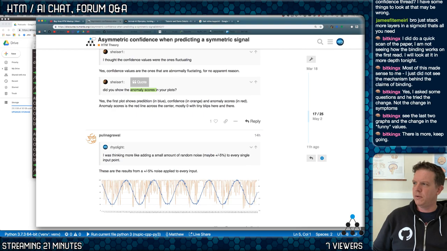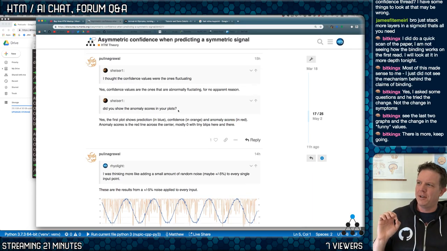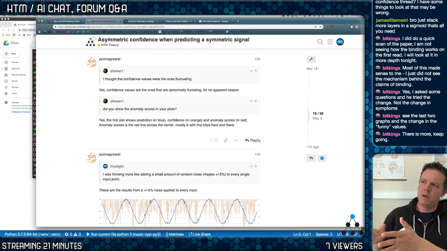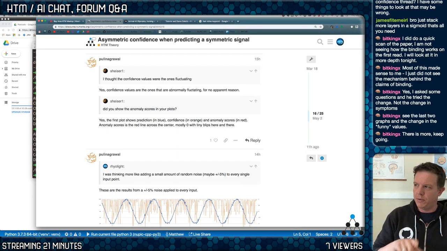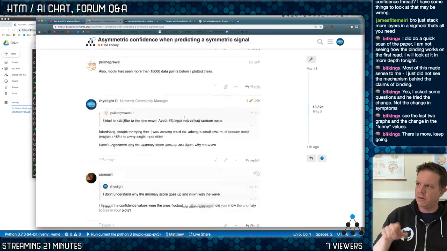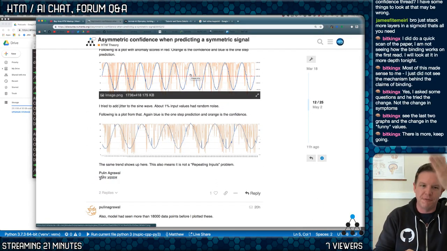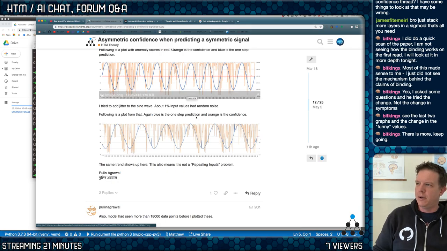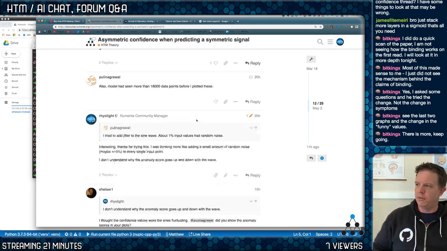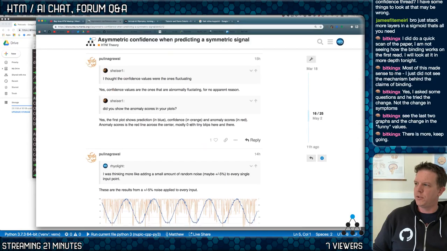So the prediction in blue, confidence in orange, anomaly scores in red. You're talking about anomaly likelihoods. So your terminology is off here. Confidence is anomaly score, and what you're calling anomaly scores is anomaly likelihood, or anomaly indication, or some anomaly flag, right? And you're saying it's either one or zero. Okay, I'm just getting my terms straight here.